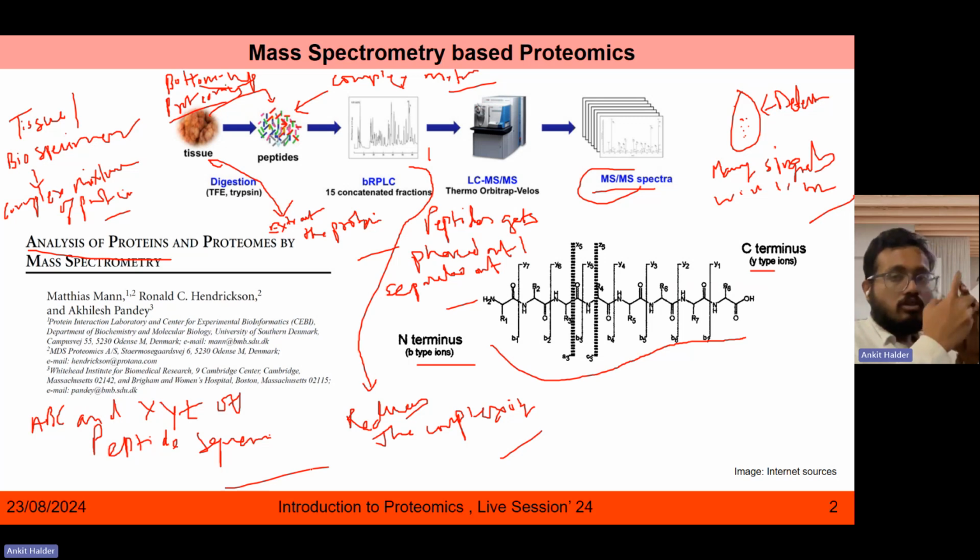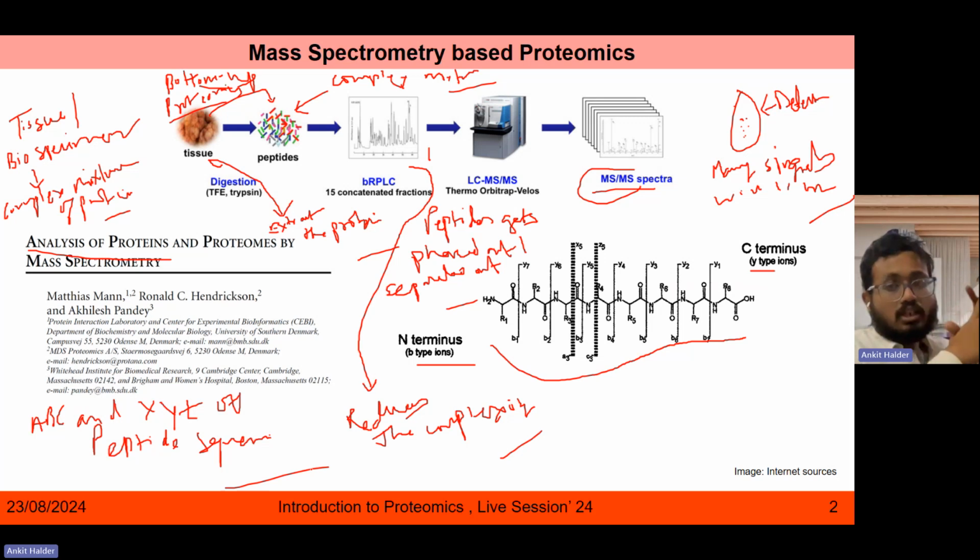Then what we are doing is fractionating it so that the peptides are separated out and phased out. And after this phasing is done, the ions are formed, and we will also look at the ionization procedure and the difference between hard ionization and soft ionization techniques, and how this field emerged as a result of the invention of the soft ionization techniques.